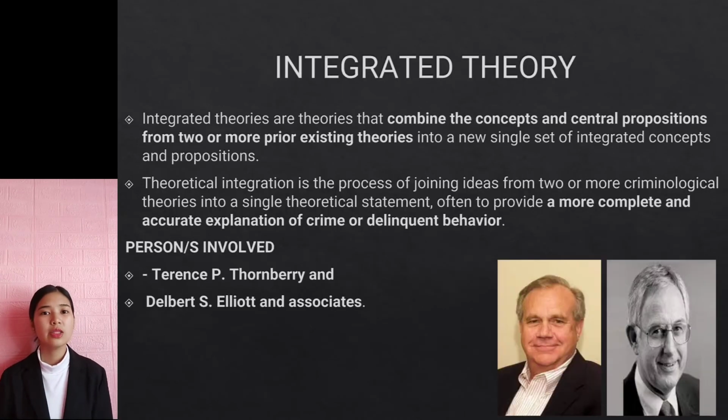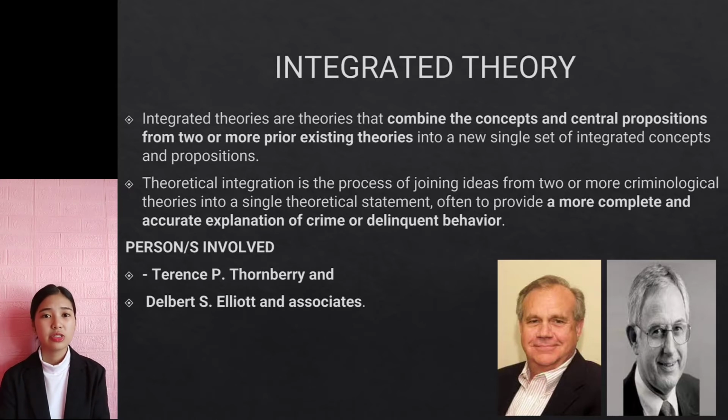So let's proceed to integrated theory. So when we say integrated theories, these are theories that combine the concepts and central propositions from two or more prior existing theories in a new single set of integrated concepts and propositions. The most common form of integration involves combining social control and social learning theories. So the best example here of this type of integration is Elliott's 1979 integrated theory, in which strain leads to weak conventional bonds in society, which in turn leads to association with deviant peer groups and thus deviance.